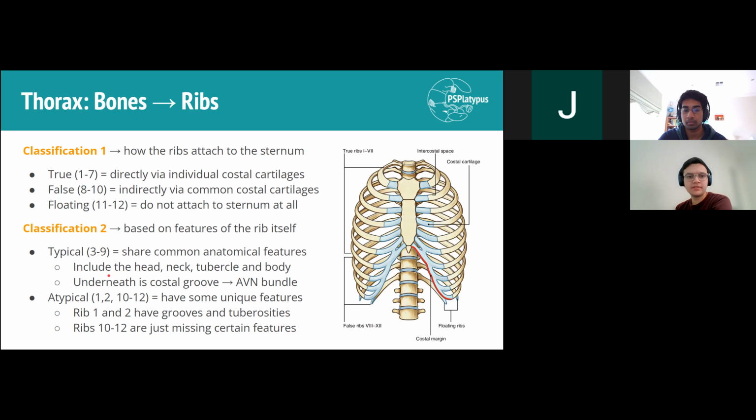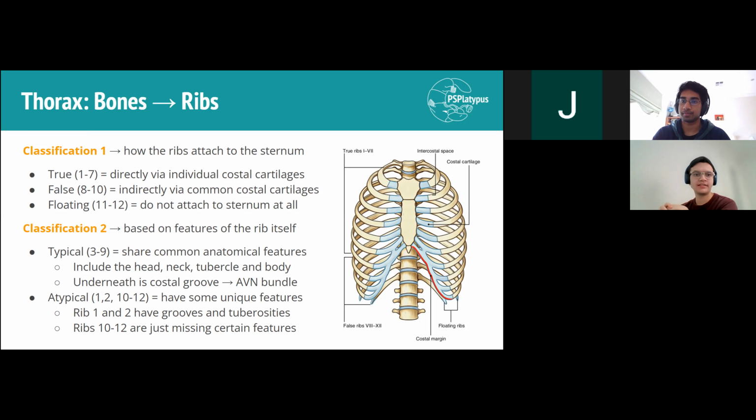With the atypical ribs, it's all of the other ones: 1, 2, and 10 through to 12, and they have some unique features. Again, really simplifying it for you guys, ribs 1 and 2 have a bunch of grooves and a bunch of tuberosities. For example, with rib 1, because it's so high up near the neck, there are going to be attachments for some of the neck muscles, which is why I'm not going into it in too much detail, because that comes in year 2. And then you might have grooves for some of the arteries passing through, like the subclavian and things like that.